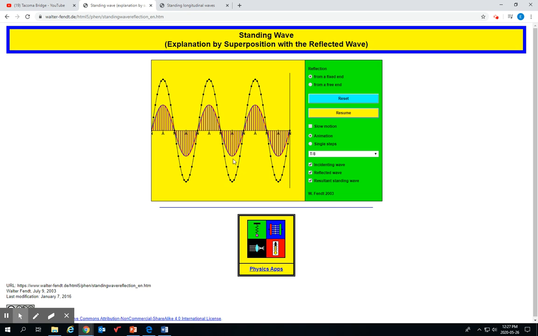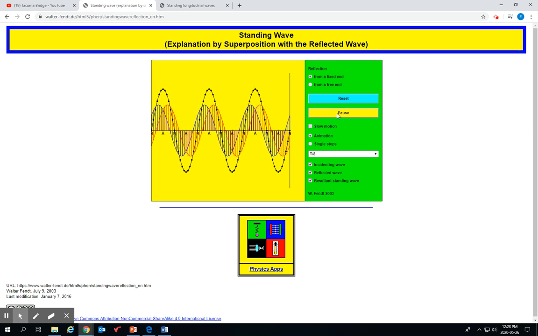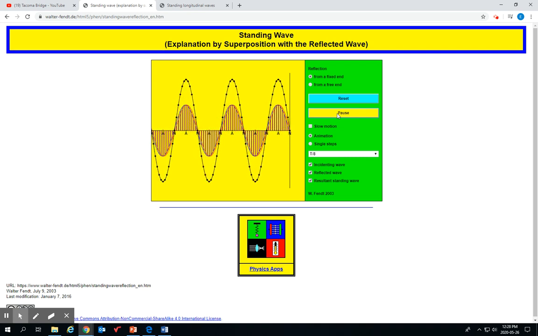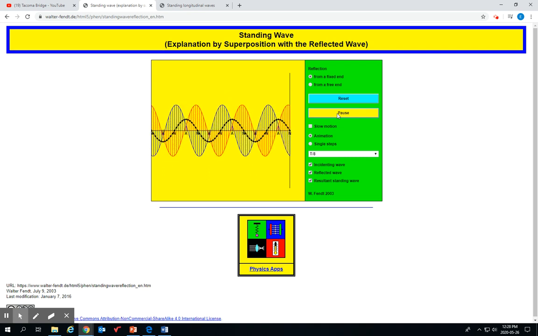So a jumbo trough is going to have double the amplitude of the trough of one of these. Okay, so let's keep going. And then I'm just going to pause it at another point about right here.